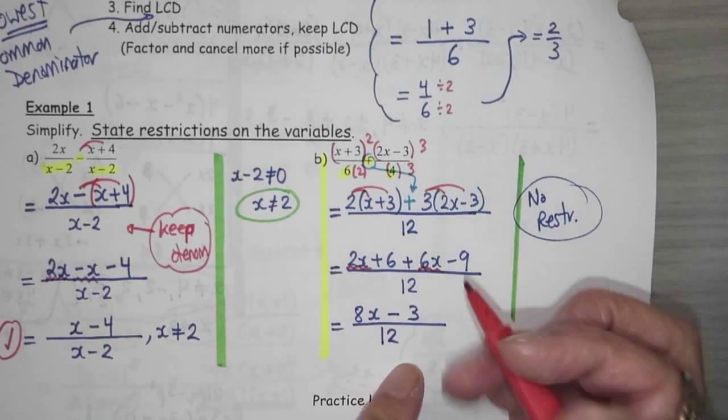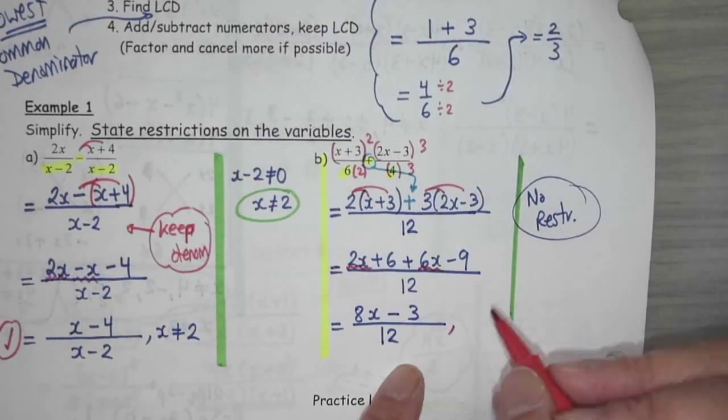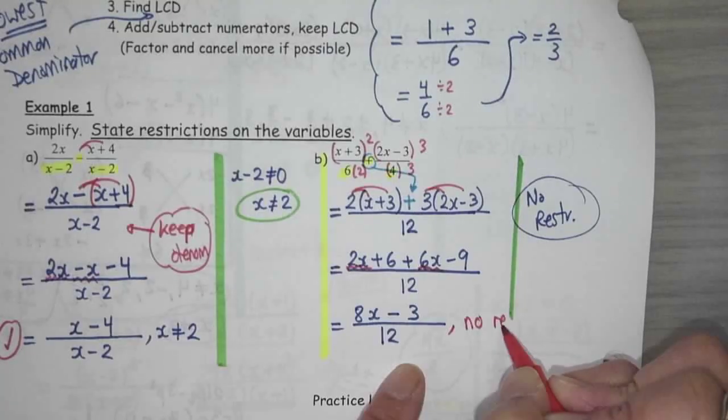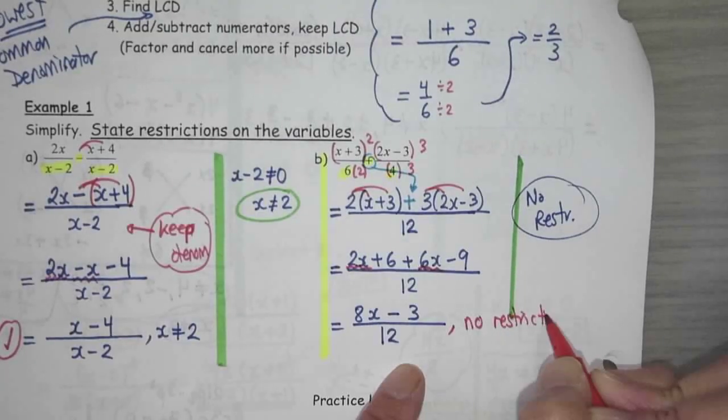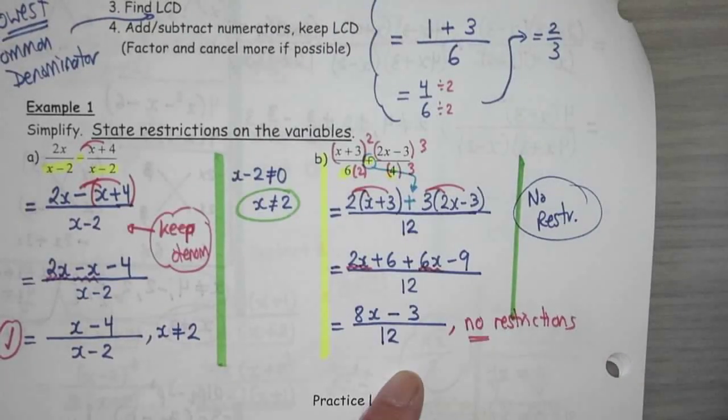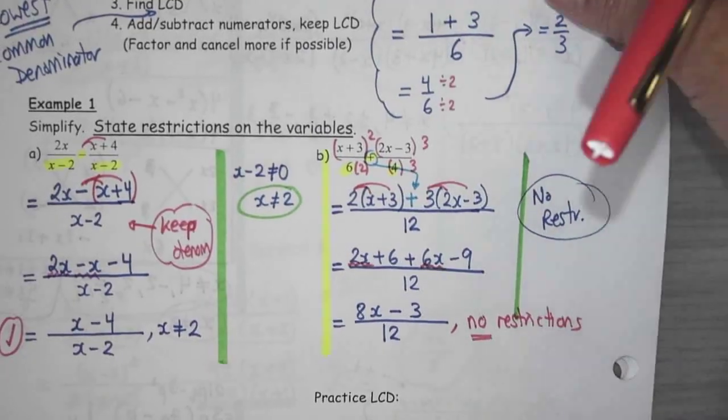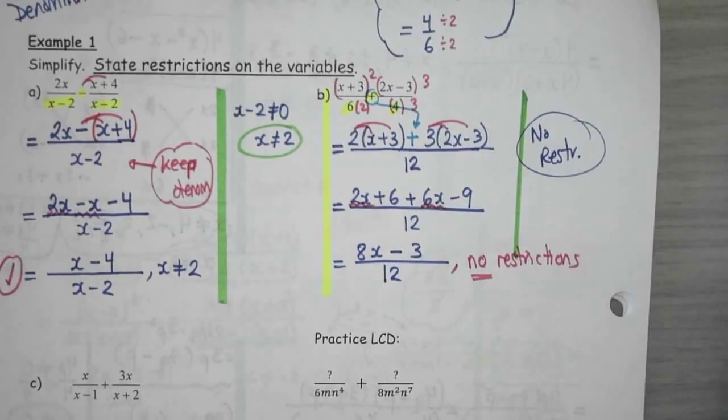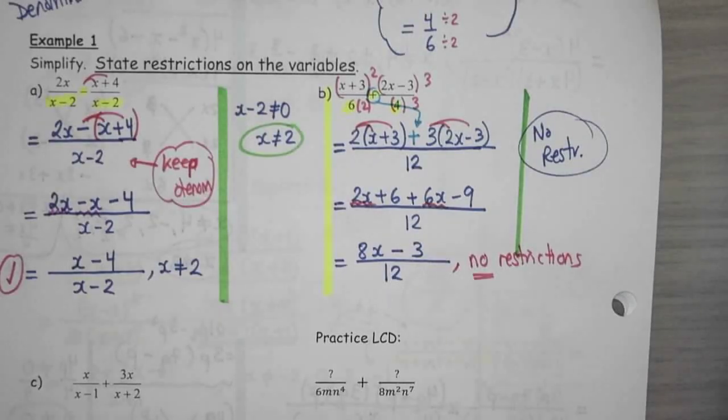Okay? So then I go, comma, don't leave it with no restriction. You're going to state no restrictions. You have to say this, not just leave it blank. If you leave it blank, I'm assuming you just didn't get to the question, like you didn't finish it.